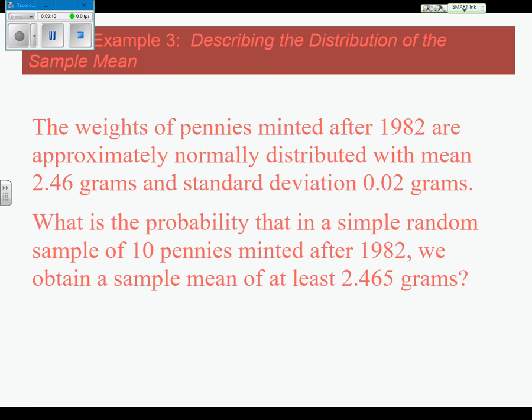Pennies minted after 1982 are approximately normally distributed with these parameters, okay? So I want to know the probability that in a simple random sample of 10 pennies, we didn't do 10, we did 5 and 20. So in this case, my n is going to equal 10. For 10 pennies minted after 1982, we obtain a sample mean of at least 2.465 grams.